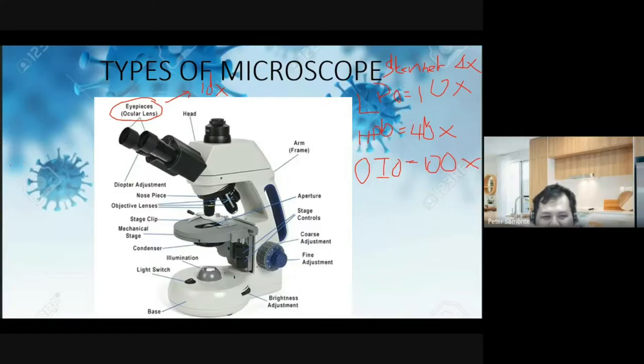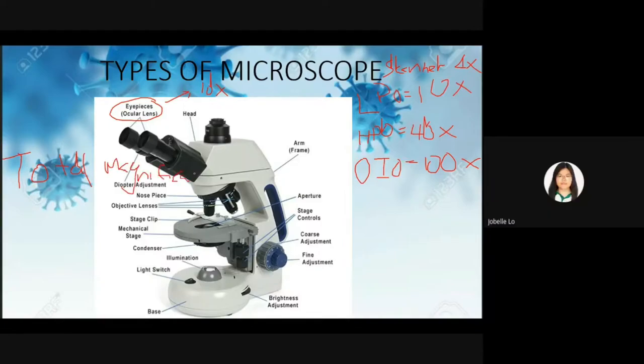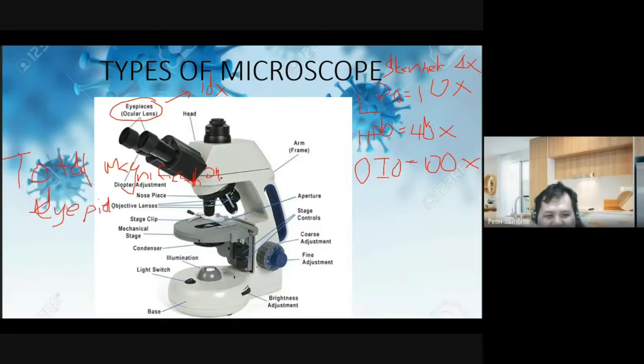Now, do you know the term total magnification? Can anyone tell me how you would get your total magnification? Eyepiece times the objective lenses, yeah. All right, very good. So it's your eyepiece times your objective. Galing, ha? You guys still remember.